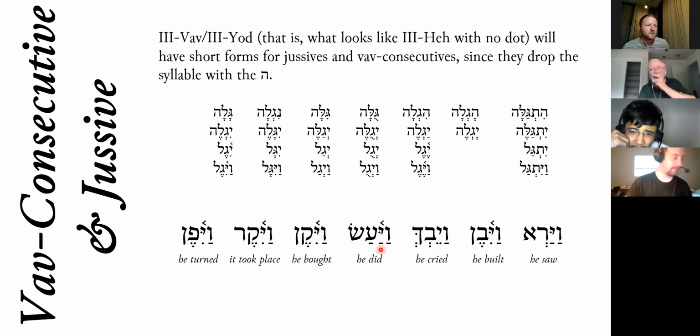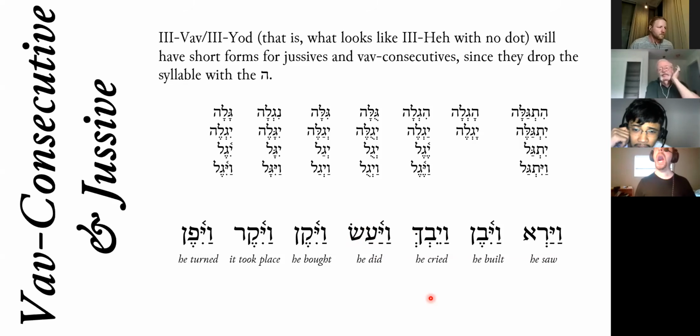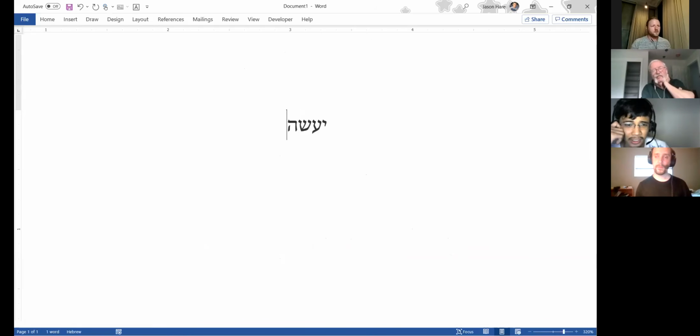Okay, Hosea, what's going on with this one, do you think? Vayas. So you have an asa, a third hey, and then you drop the hey, and then there's a shift. What's the future of asa? Yaase. All right, so the hey drops. Because, let's look at that one. So Yaase, let's see.